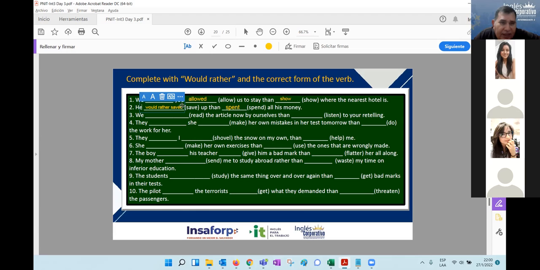He would rather save up than spend, also in the present, than spend all his money. Oh, okay. Yeah, that's perfect. Right.